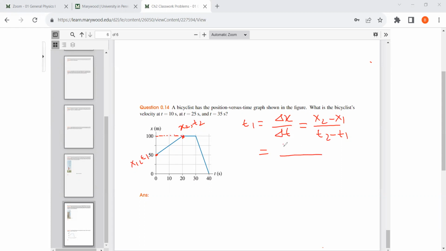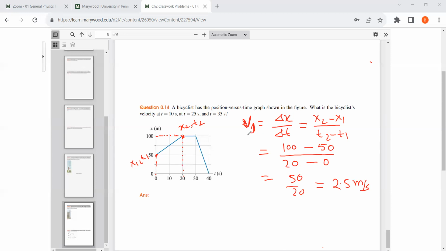The corresponding value on the vertical axis for x2 is 100, and for x1 it is 50 meters. And this is t2, 20, minus t1, which is 0. So what we get here is 50 divided by 20, so that is 2.5 meters per second. So this is the velocity v1 at t1, 2.5 meters per second.